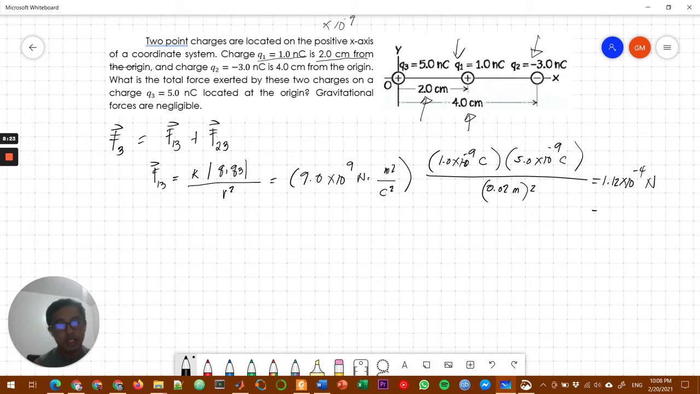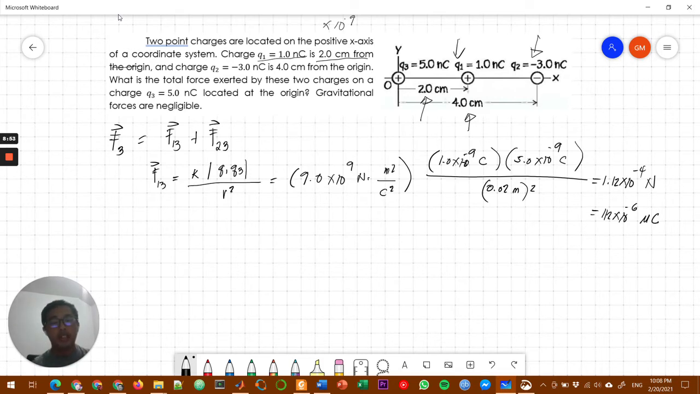Or this is just equal to negative 4, so we can move the decimal point 2 places. From 1.12 it becomes 112. So the exponent becomes 112 times 10 to the negative 6, micro. Right? That is the rule in our scientific notation.